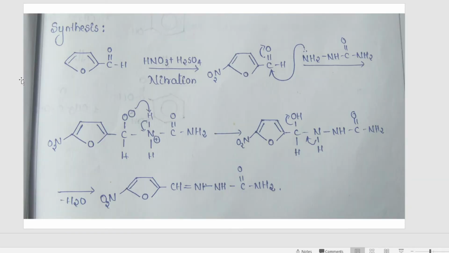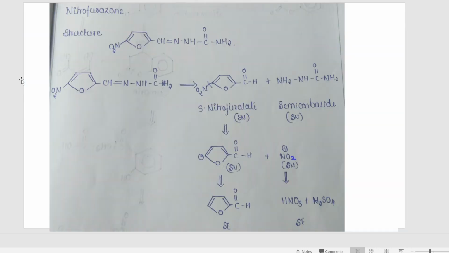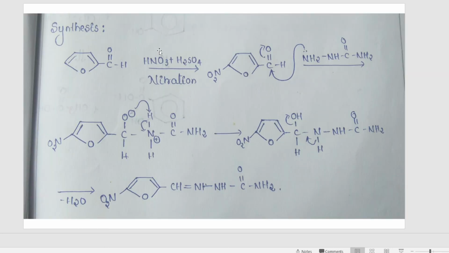Next, can you write the synthesis of nitrofurazone? You will refer to this and go on writing. So the first step is, for furfural you have to do nitration. You are taking the furfural molecule and the nitrating mixture, that is HNO3 and H2SO4. So you have done nitration, and the nitro group is attached here.